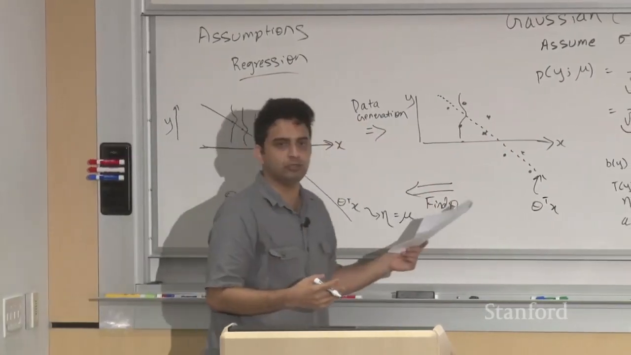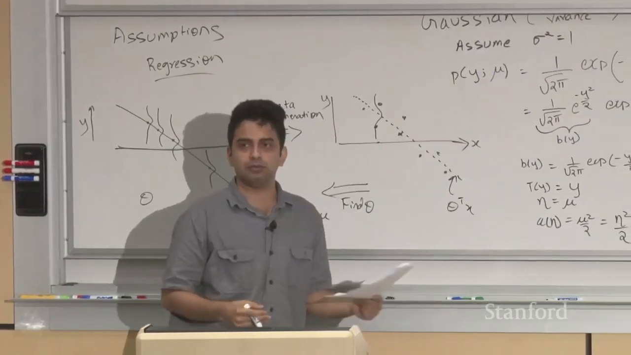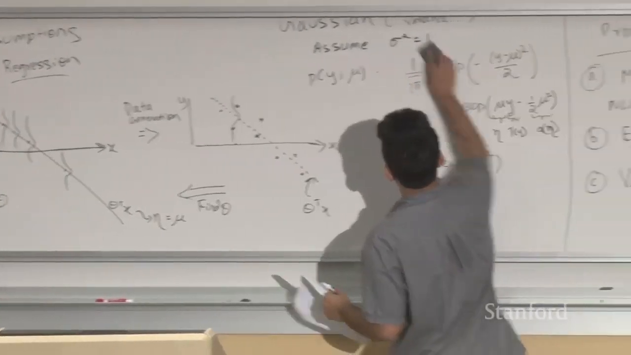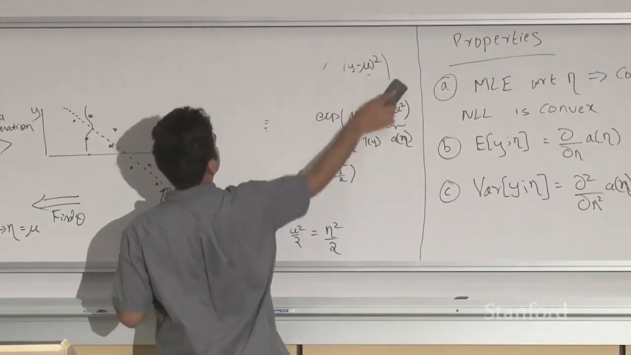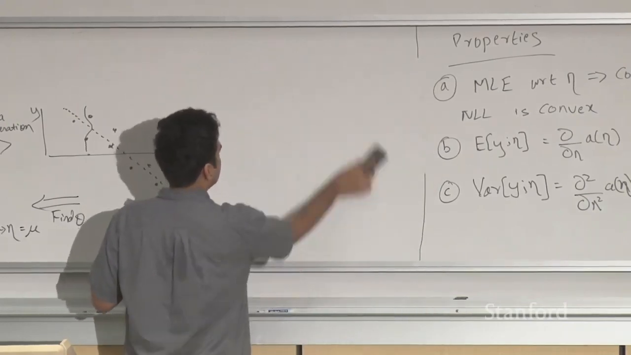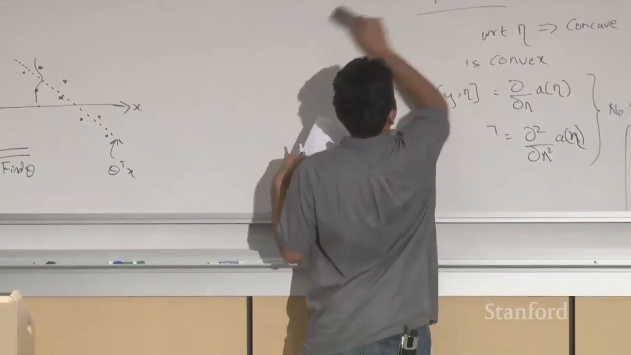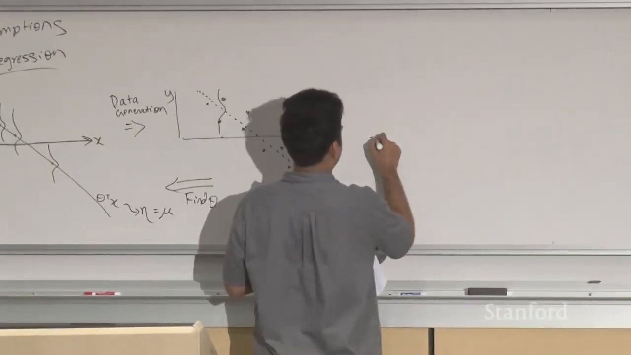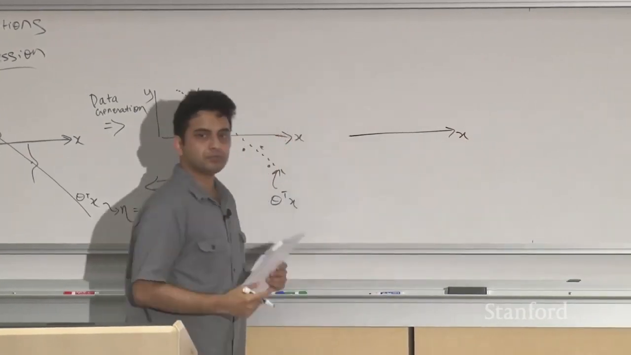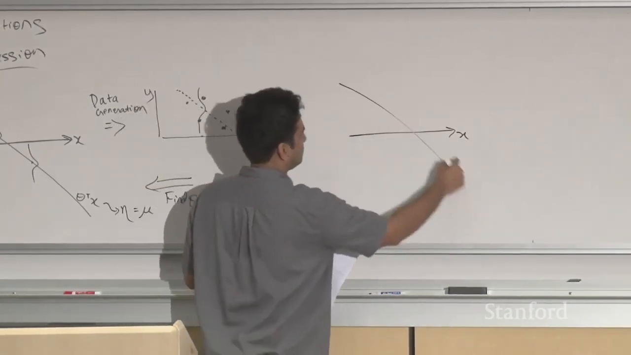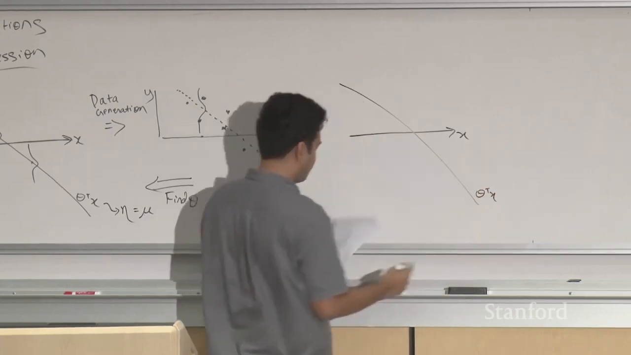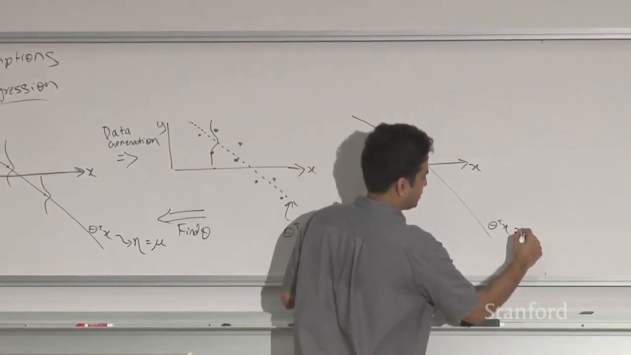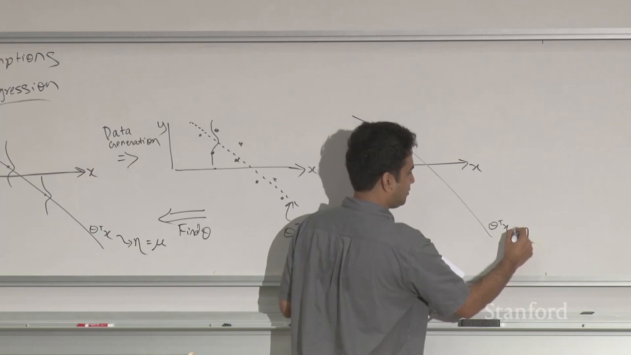That's essentially what's happening when you do maximum likelihood with a GLM. Similarly, for classification, again, let's assume there's an x, and there is some theta transpose x, and this theta transpose x is eta. We assign this to be eta.